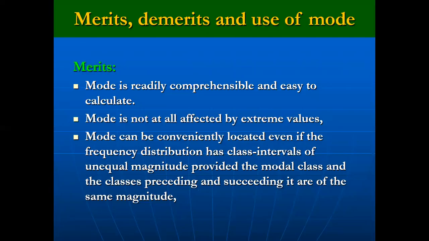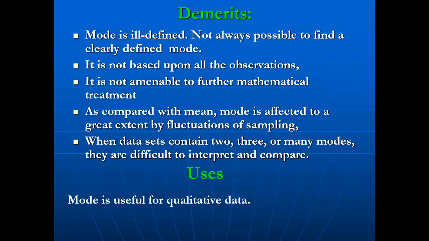So the merits: mode is readily comprehensible and easy to calculate, and it is not affected by extreme values, and can be conveniently located even if the frequency distribution has class intervals of unequal magnitude, provided the modal class and the classes preceding and succeeding it are of the same magnitude. So mode is ill-defined, it is not always possible to find a clearly defined mode. It is not based upon all the observations and it is not amenable to further mathematical treatment.